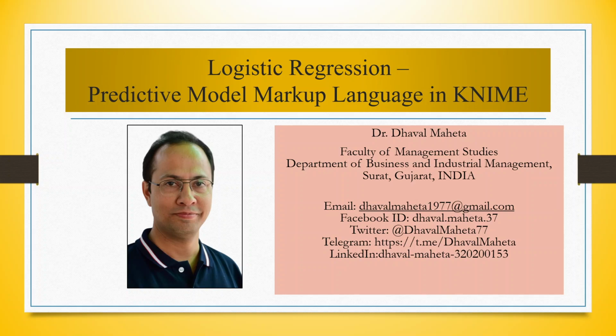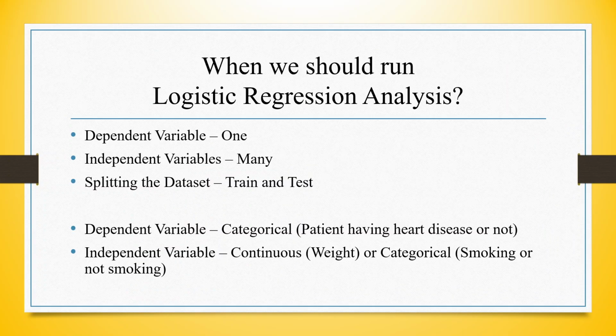This is Dr. Dhaval Maheta, and today we will understand how to run predictive model markup language, that is PMML, in logistic regression in KNIME. We run logistic regression analysis when we are having one categorical dependent variable, the example of which is a patient having the heart disease or not having the heart disease. There can be many independent variables, and these independent variables can be on continuous or categorical scale.